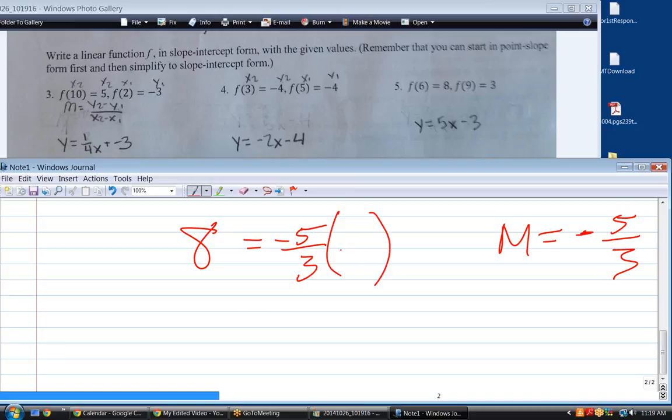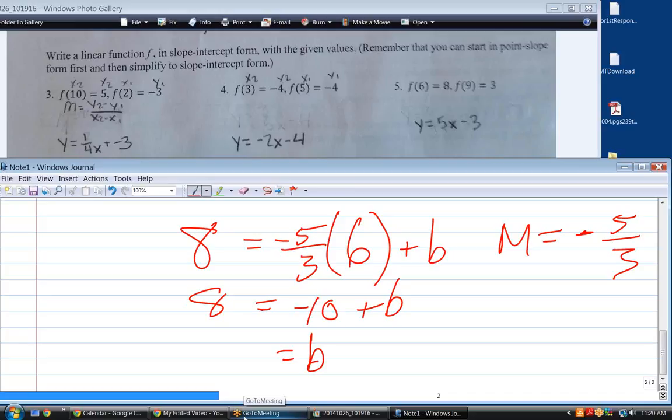In the last problem, that slope was 0, so it didn't matter what x was. But in this case, that slope is not 0. It's minus 5/3, so we need the x value. What's the x value that goes with 8? Oh, 3. Oh, so 6. Okay, now let's solve this equation. So it'd be negative 10 plus b. Then you just add 10 to both sides.